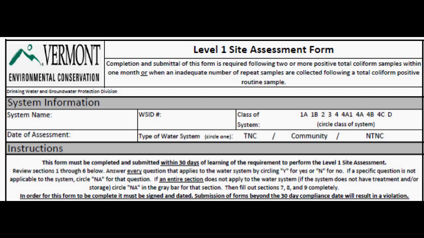Groundwater TNC systems without disinfection are classified as 1A systems. Groundwater TNC systems with disinfection only are classified as 1B systems. All other systems are classified as either 2, 3, 4, or D based on the system-specific characteristics.